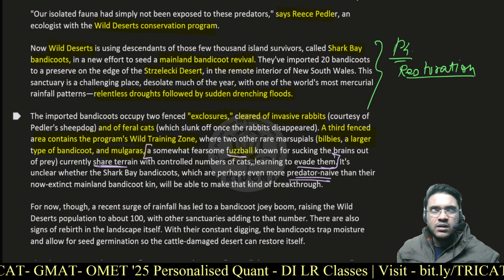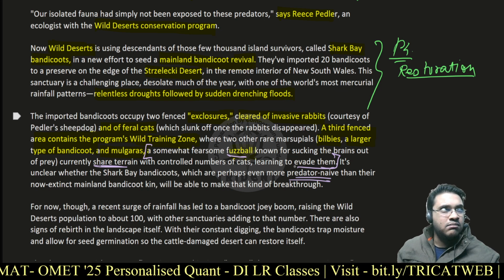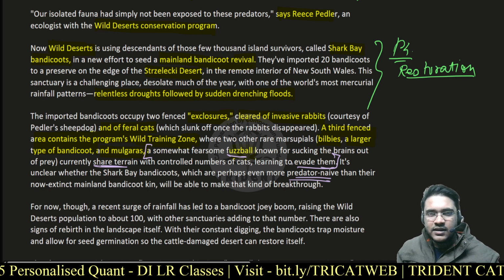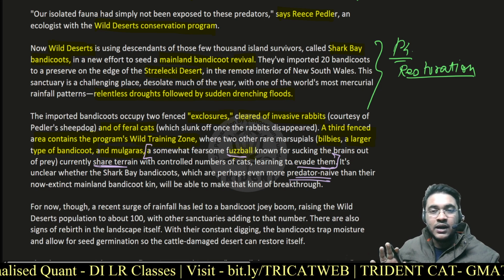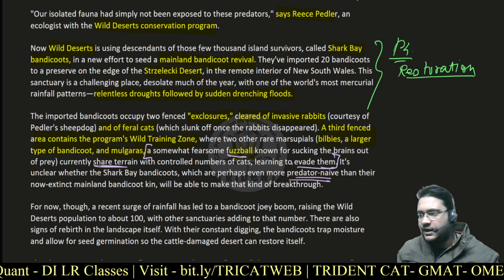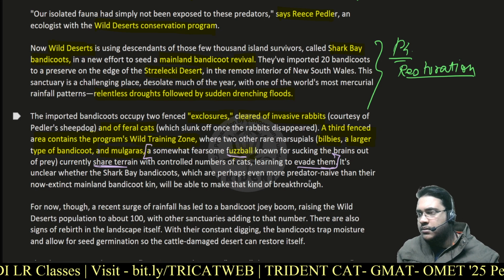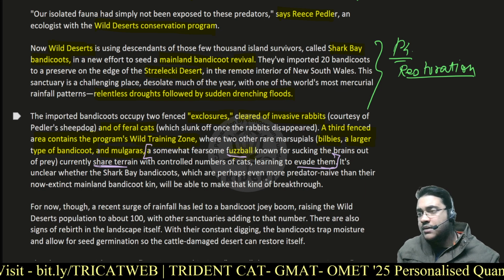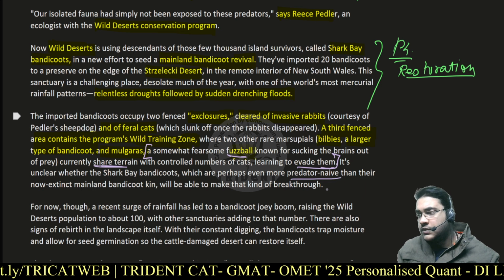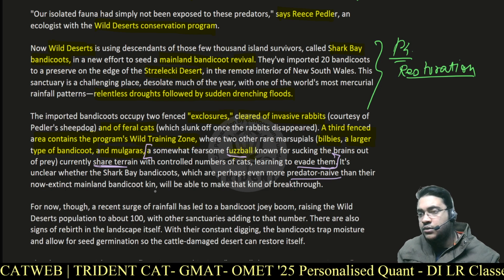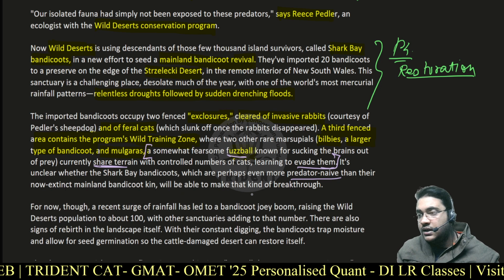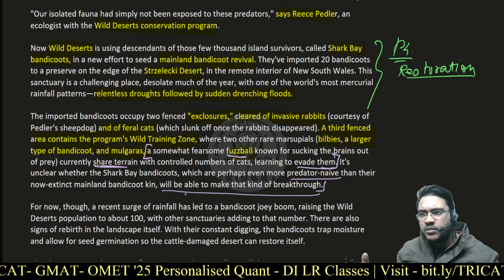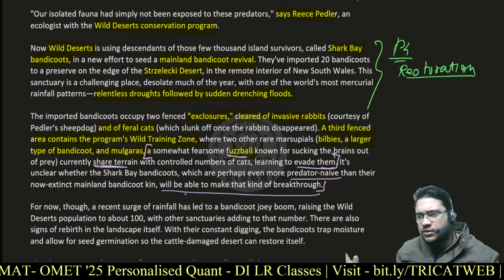Naive is somebody who does not have a danger sign within. So, kids, let's say, they're not prone to alerting themselves towards danger. So naive like that. Okay. So you wouldn't call an adult naive, but you would call a kid naive, right? So, which are perhaps even more predator naive than their now extinct mainland bandicoot kin, will be able to make that kind of breakthrough. So it's a question whether they will be able to survive in these environments because they are predator naive. Okay, so the ones who have already survived.